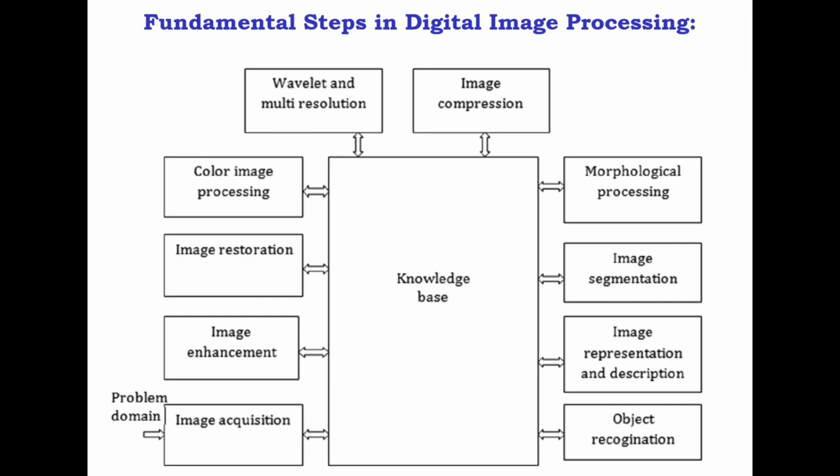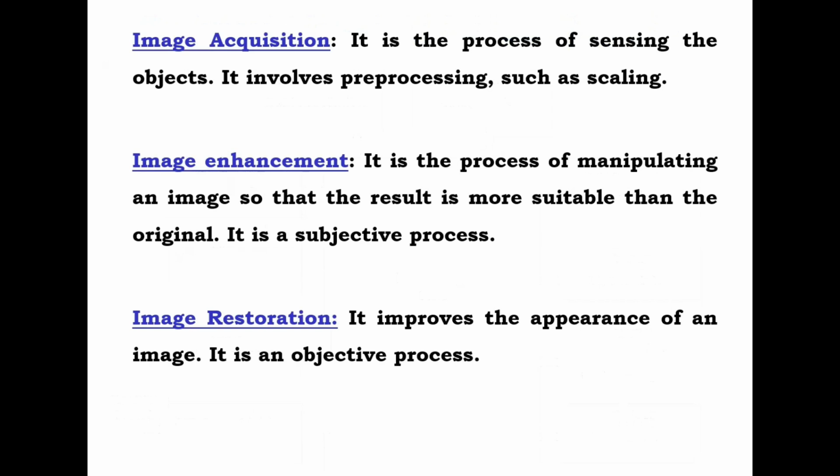Now let us see the fundamental steps in digital image processing. In this diagram, we can see the fundamental steps. Now let us see each step in detail. The first fundamental step is image acquisition. Acquisition means the process of acquiring, and acquiring means getting. Image acquisition is the process of sensing the objects. It mainly involves steps like pre-processing, and an example of pre-processing is scaling.